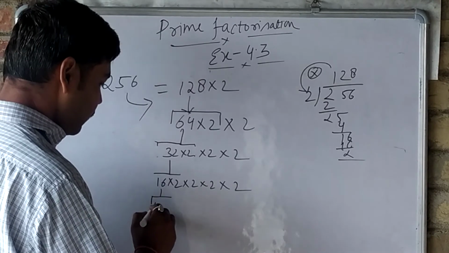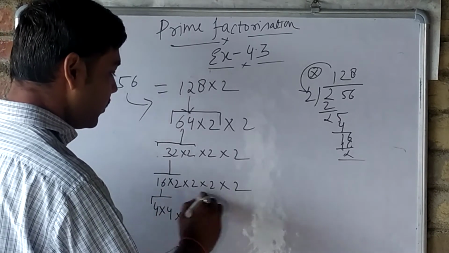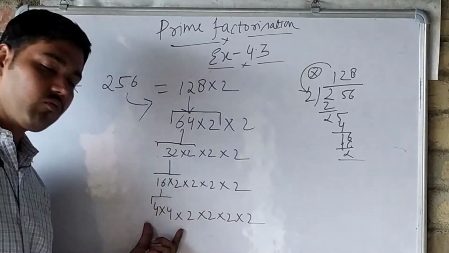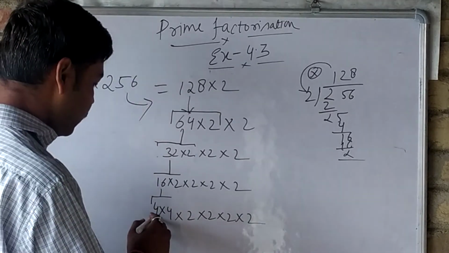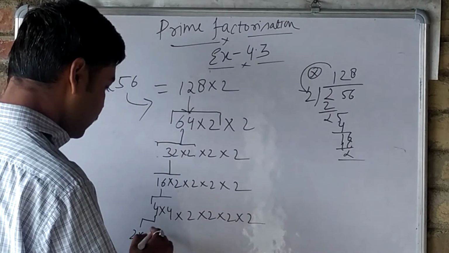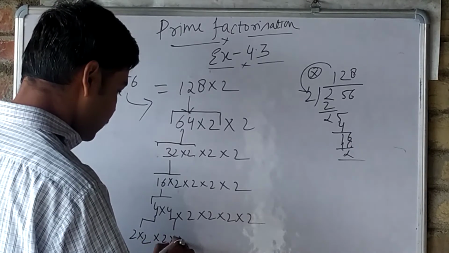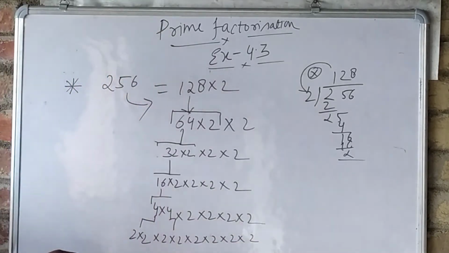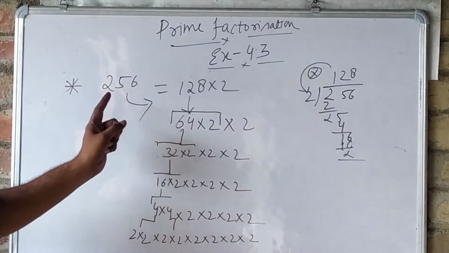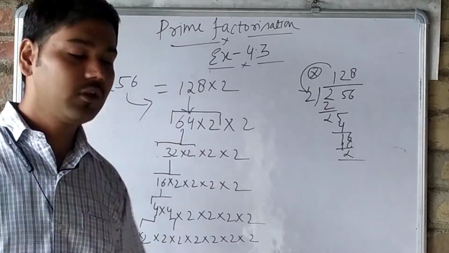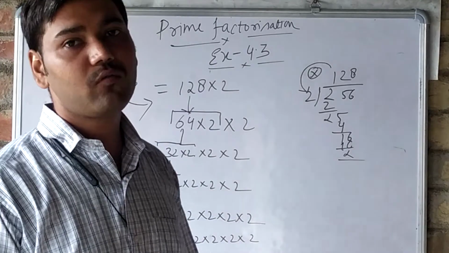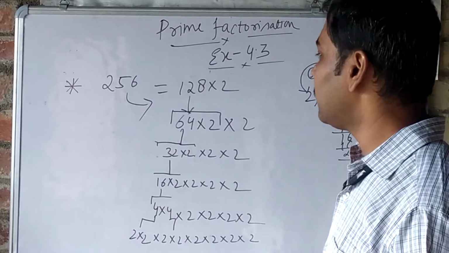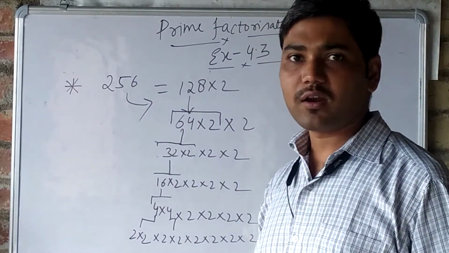So 4 into 4 gives us 16. Now this we have to write here. Now 4 into 4 again we have to break. Here 4 can be written as 2 into 2, and here also 2 into 2. So now we have broken the value 256 into prime factors. That means every factor is in the form of the prime number 2. So this is known as prime factorization.